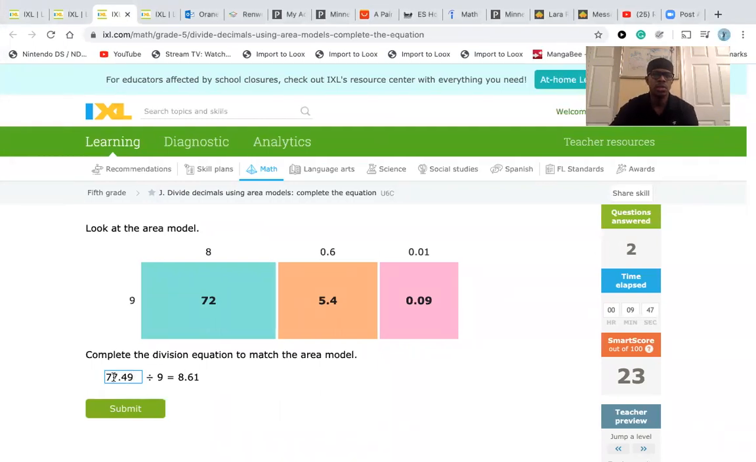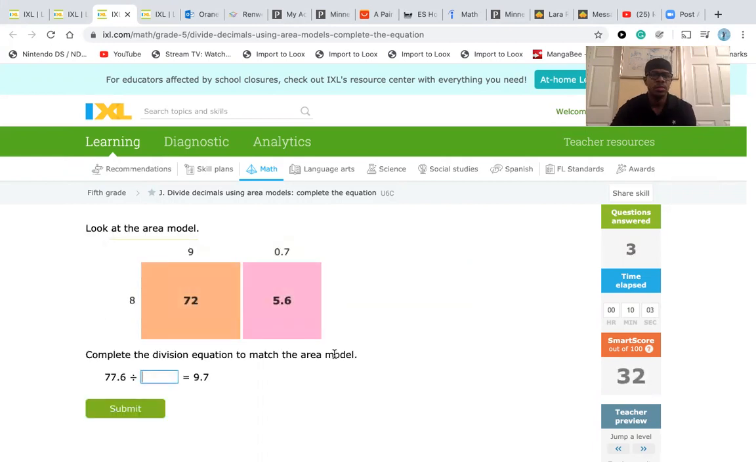So what this is saying, so we have 77.49 divided by 9 should give us 8.61, and then the inverse of that, 8.61 times 9 is going to give us 77.49 as well. So let's check it. Awesome. All right, so let's look at this one.